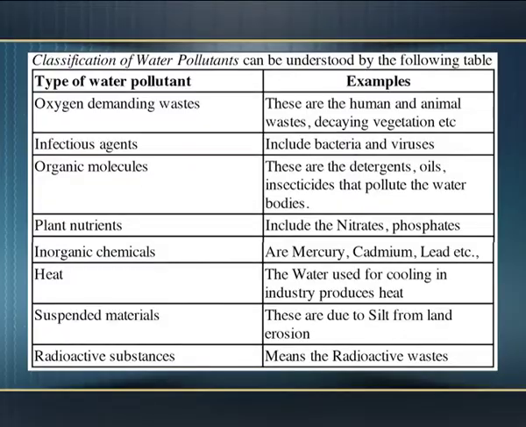Classification of water pollutants can be understood by the following table. Type of water pollutant, examples: oxygen-demanding waste. These are the human and animal waste, decaying vegetation, etc. Infectious agents include bacteria and viruses. Organic molecules. These are the detergents, oils, insecticides that pollute the water bodies. Plant nutrients include the nitrates, phosphates. Inorganic chemicals are mercury, cadmium, lead, etc. Heat. The water used for cooling in industry produces heat. Suspended materials. These are due to silt from land erosion. Radioactive substances means the radioactive waste.